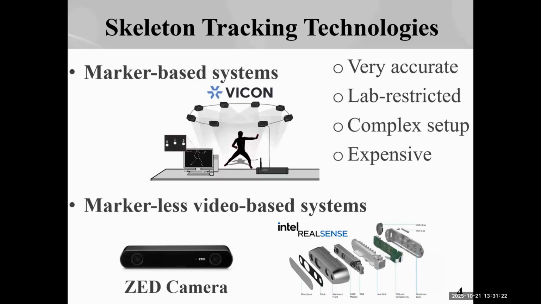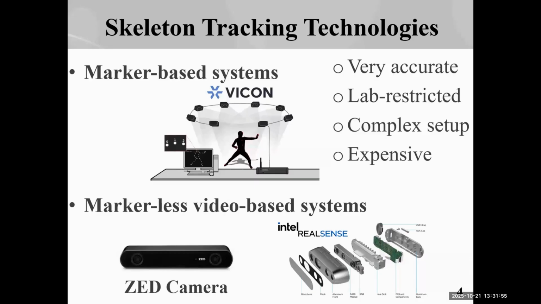Mostly, skeleton tracking technologies are divided into two. The first is marker-based systems, such as the Vicon motion system, which means that we locate markers on the subject's body at the exact location of the joints, and we track the markers' location using specific technologies. In the Vicon motion system, we use infrared cameras to locate the joints' location. Those systems are very accurate, but lab restricted. They are complex to set up and expensive.